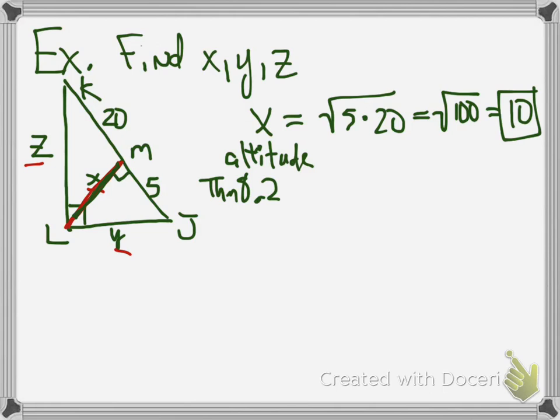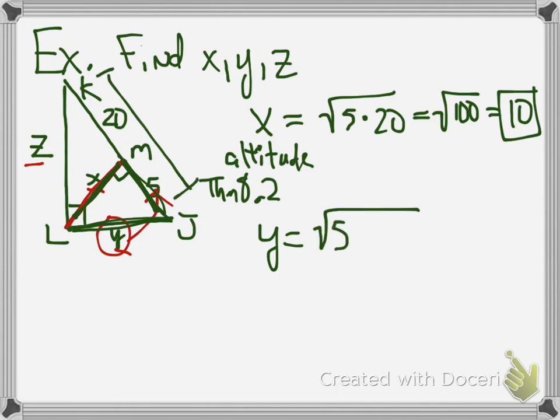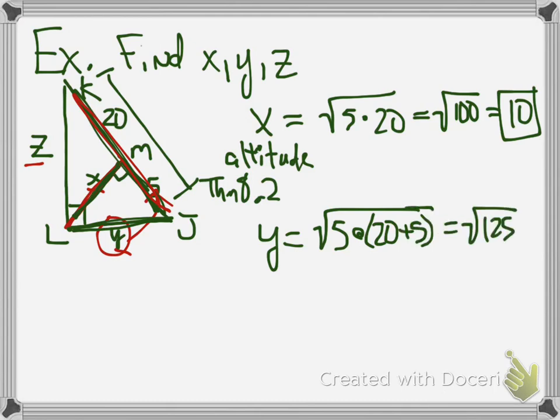Then for the other ones, you have to pay attention to what they are adjacent to. In other words, for y, notice how y touches the 5. So you're going to take the geometric mean, but the way this one works is like this. We go 5 times what is 5 plus 20. So you need to be able to add up that hypotenuse there. So 5 plus 20 is 25. Then you multiply that and get the square root of 125, which is 5 square root of 5.